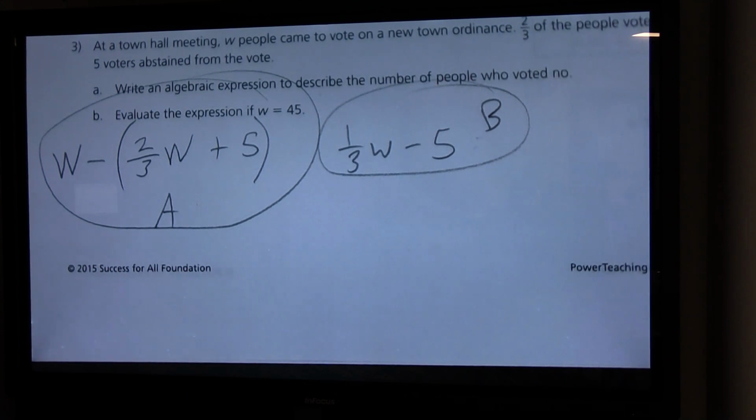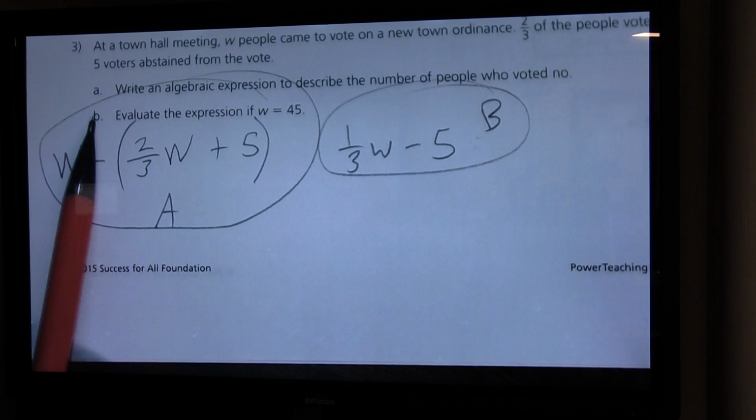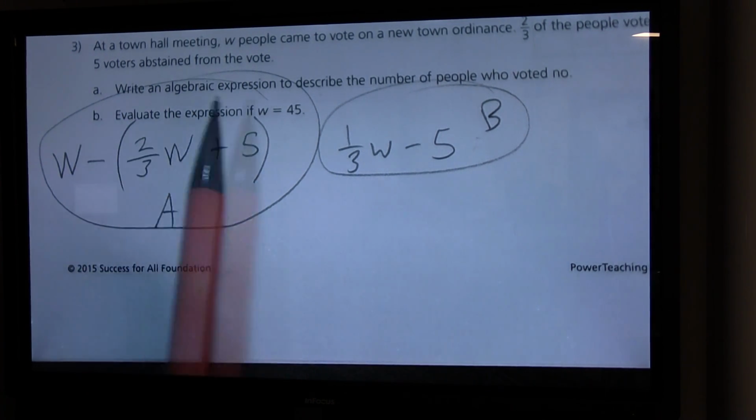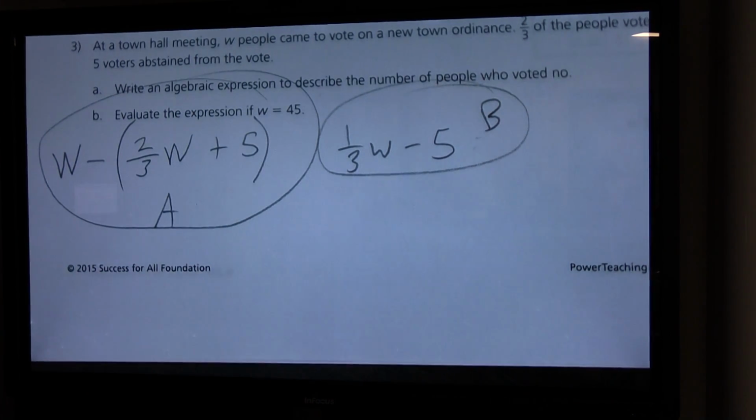Now B, I'm talking about not expression B, but this part B. Evaluate the expression if W equals 45.